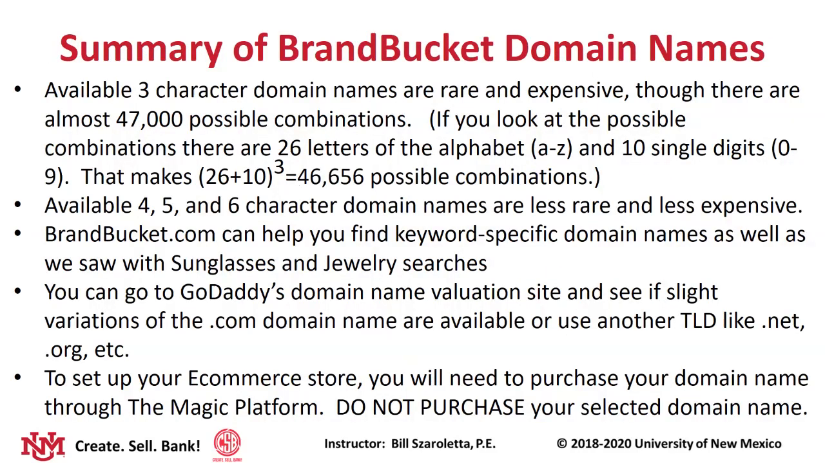The 3-character domain names are rare and they're expensive. There are 46,656 possible combinations. Because if you think about A through Z, that's 26 letters, and the digits 0 through 9, 10 digits, that's 36 characters. So 36 times 36 times 36, which is the same as 36 cubed, is about 47,000 possible combinations. If you can find a 3-letter keyword domain name that's available, chances are it's pretty valuable, but they are very rare. A lot of people have bought them up.